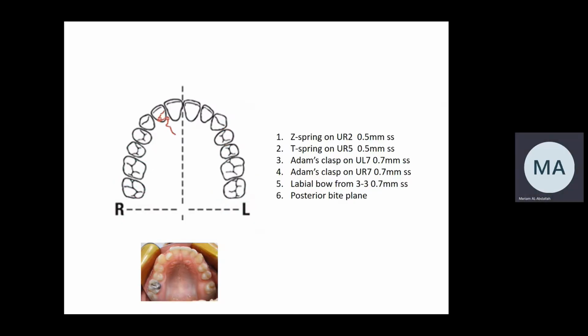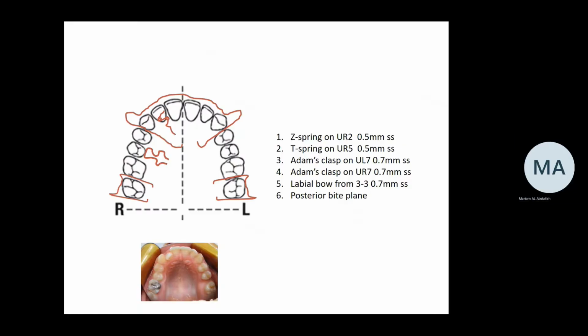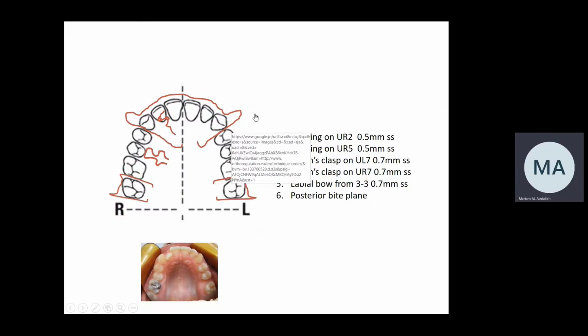The alternative is to have a Z-spring on the lateral, a T-spring on the 5, and instead of having Adams on the 4, we can have a labial bow. But again, as I said, the patients really appreciate it if the appliance inside their mouth doesn't show. So you can avoid anterior components if possible, but if it's the only source of retention, then of course I have to use them. So I can use a labial bow 3 to 3.